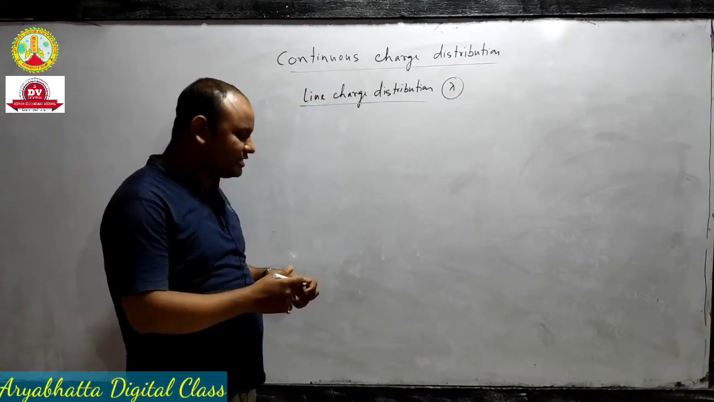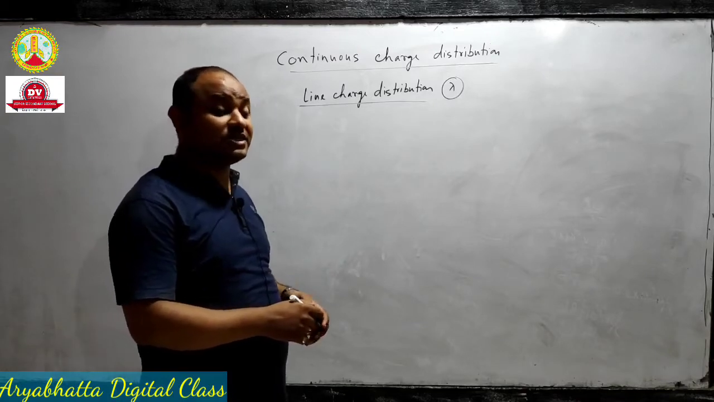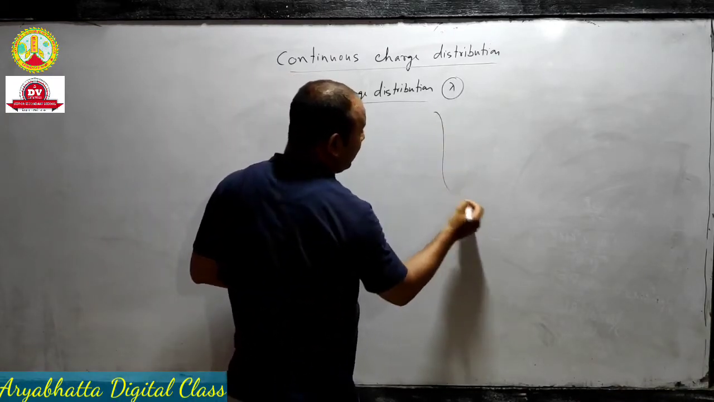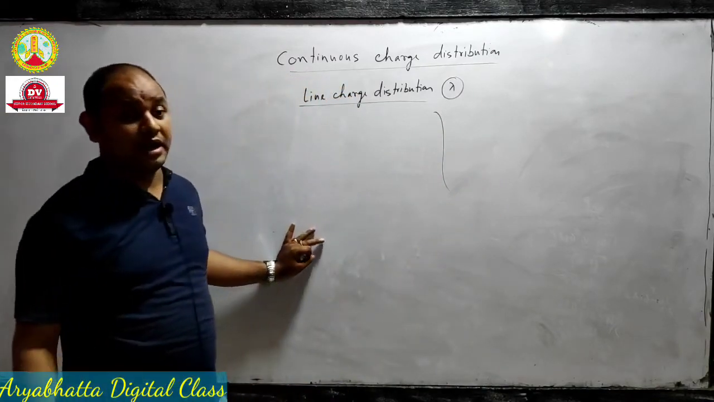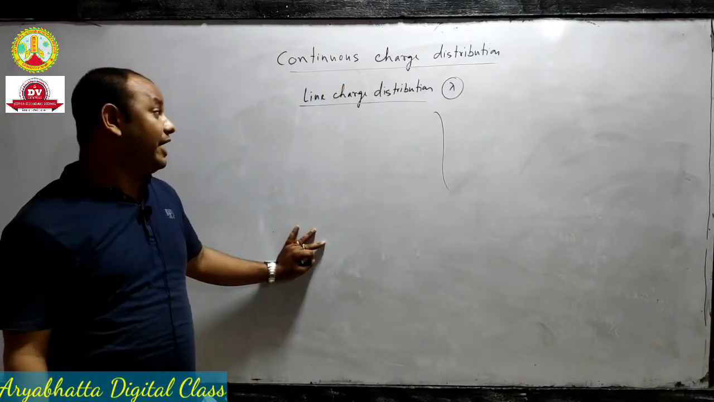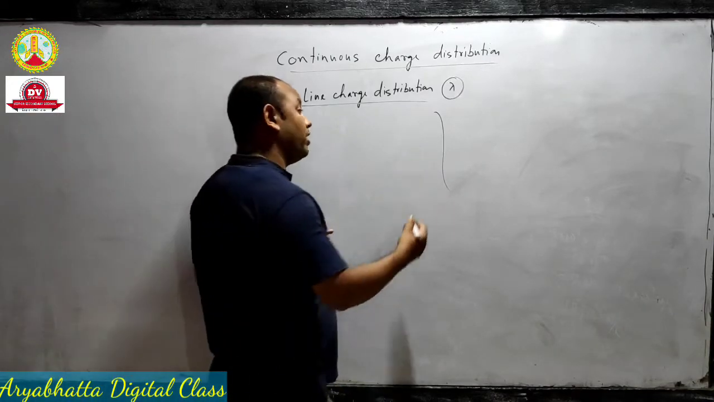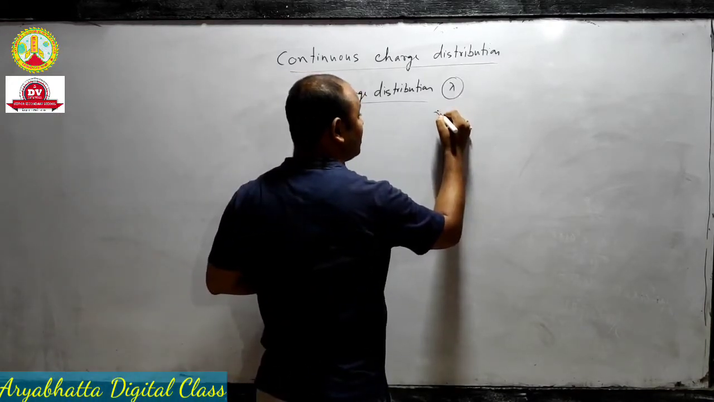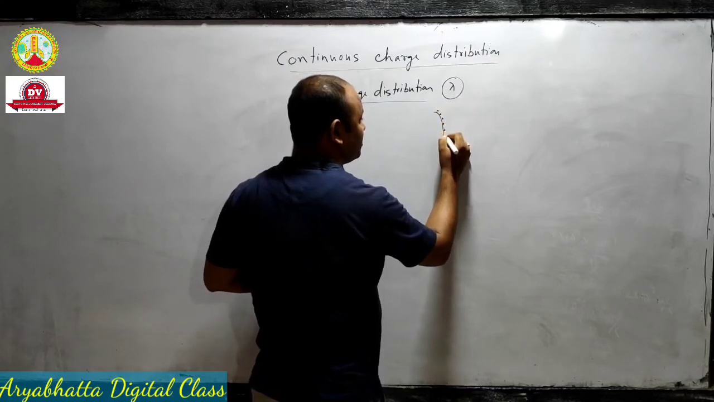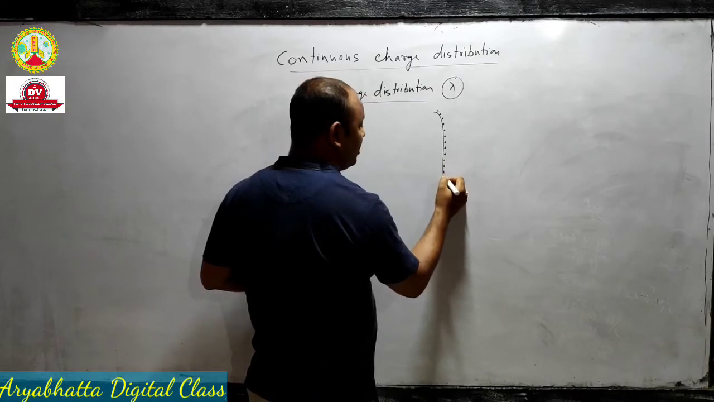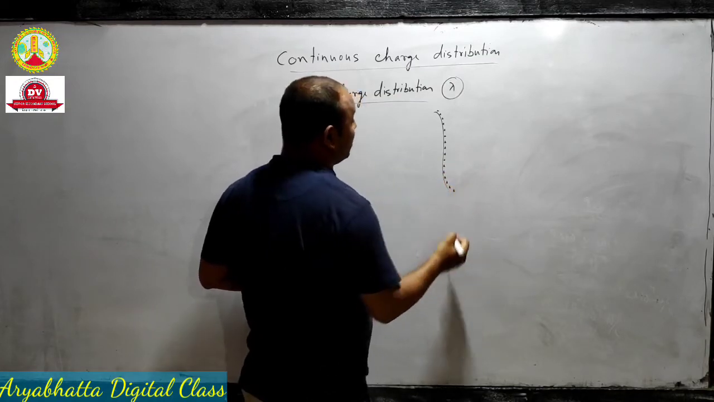So what is line charge distribution? If the charges are distributed on a line or on a conducting wire, then it is known as the line charge distribution. Suppose this is a line, or you can say this is a conducting wire. If charges are uniformly distributed on this conducting wire, then this is known as the line charge distribution.